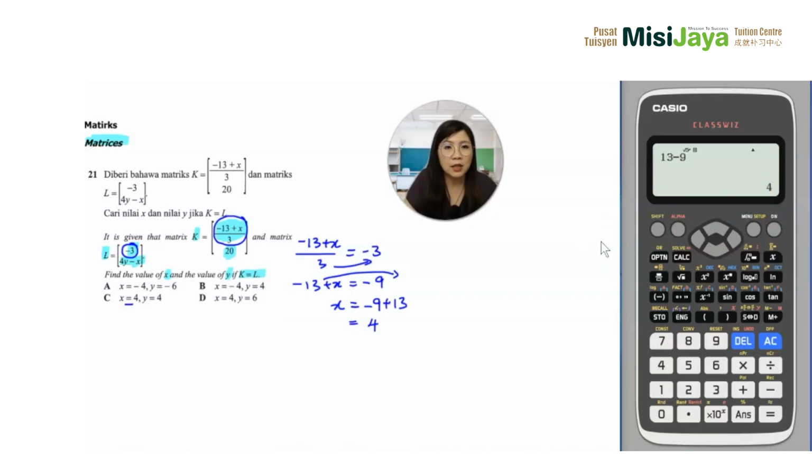Let's look at the options A, B, C, D. So C and D, which means A and B are incorrect. At least we narrow down the answer. It's either C or D that will be the final answer. Now we have to find the value of y.